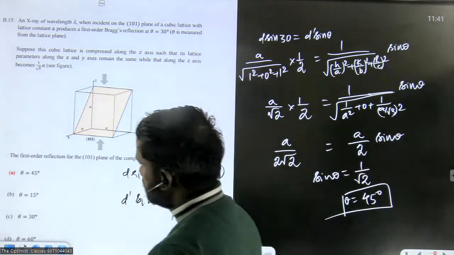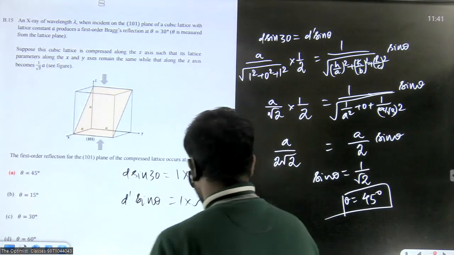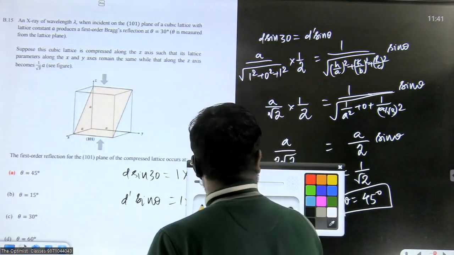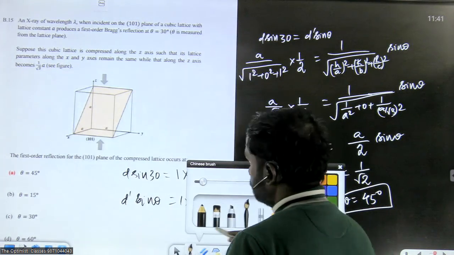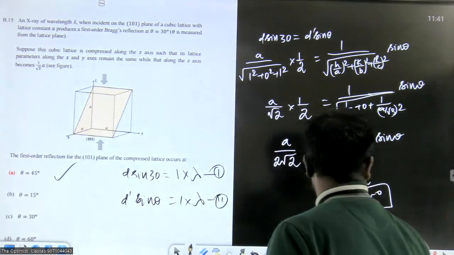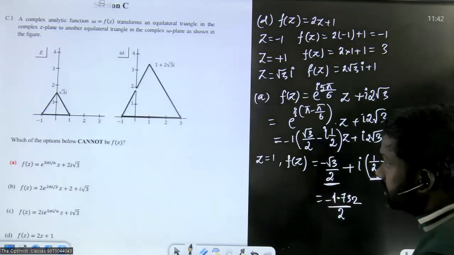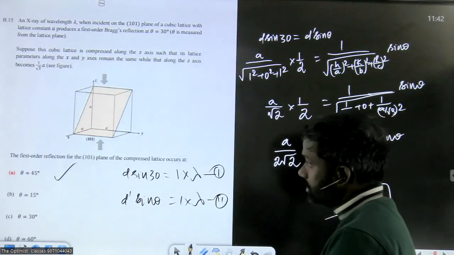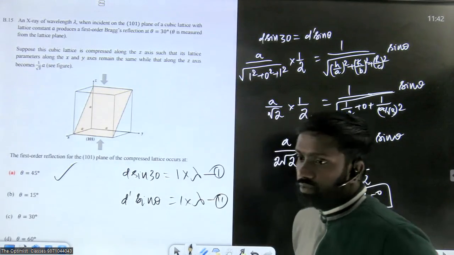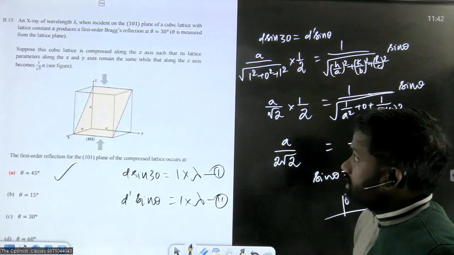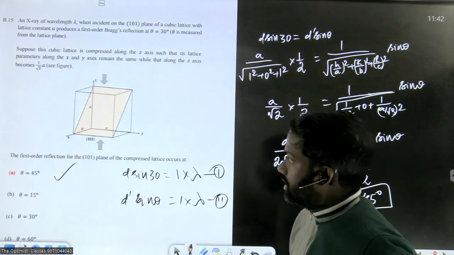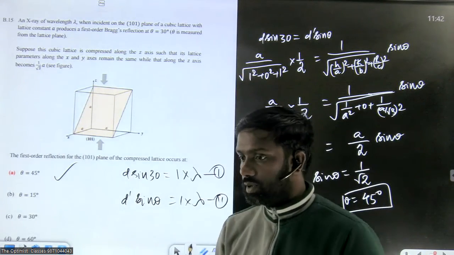So the correct answer is this one. Okay, so we have completed the solution of the TFR paper. Now the electronics part is left. Now Amit sir will discuss the solution of the electronics part.